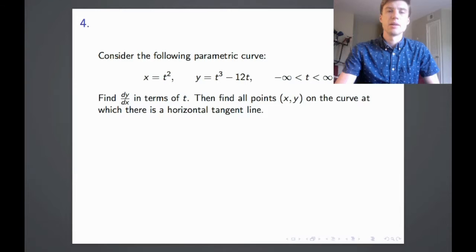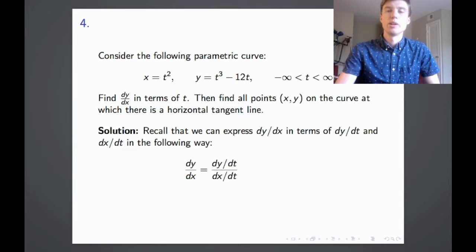Let us recall the basic method to find the derivative of a parametric curve. We can express dy/dx in terms of dy/dt and dx/dt in the following way. The derivative is equal to the ratio of the derivatives with respect to t, that is dy/dt divided by dx/dt. In our case, each function is a polynomial function of t, and it is a simple matter to calculate the derivative of each with respect to t. The derivative of y with respect to t is 3t squared minus 12, and the derivative of x with respect to t is just 2t. Hence we have found the derivative in terms of t.